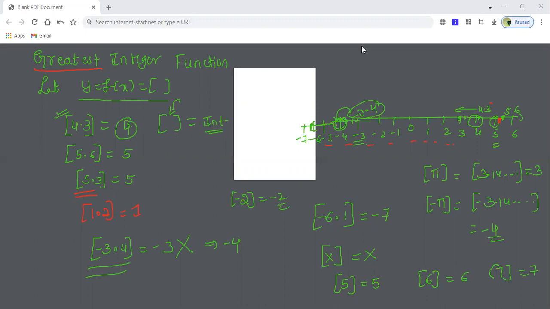From this, you can make out one important thing. What is the domain of this function? If you see clearly, when I draw the complete real line, whatever elements I take are on the real line only. I may take 4.3, I may take 5.7, I may take minus 1.3. Any element I take is on the real line, correct? So that implies the domain of the greatest integer function is R.